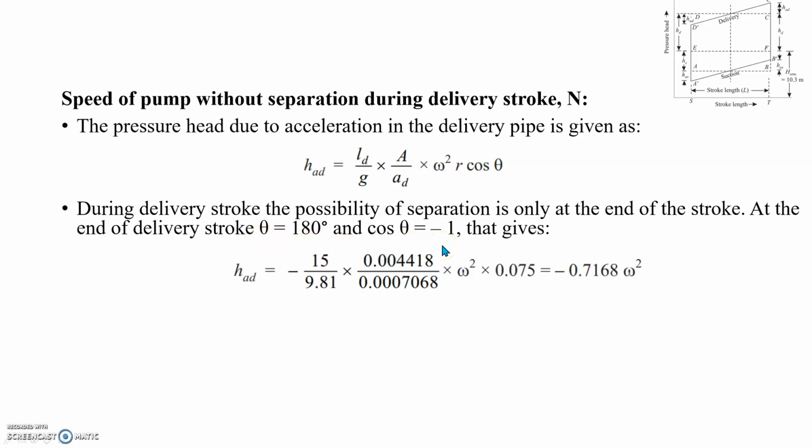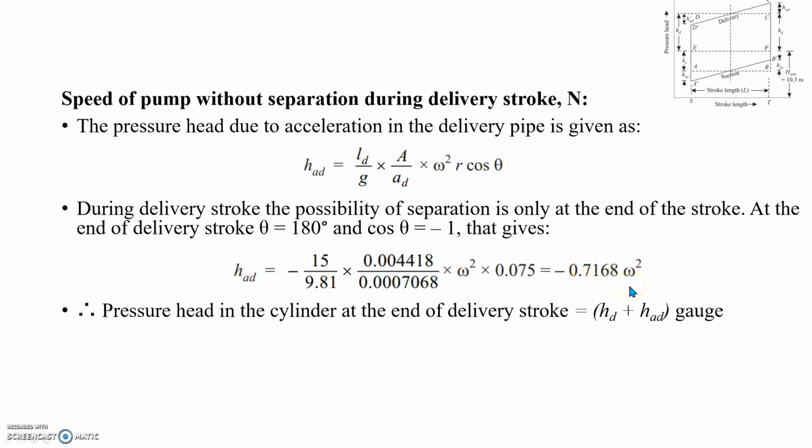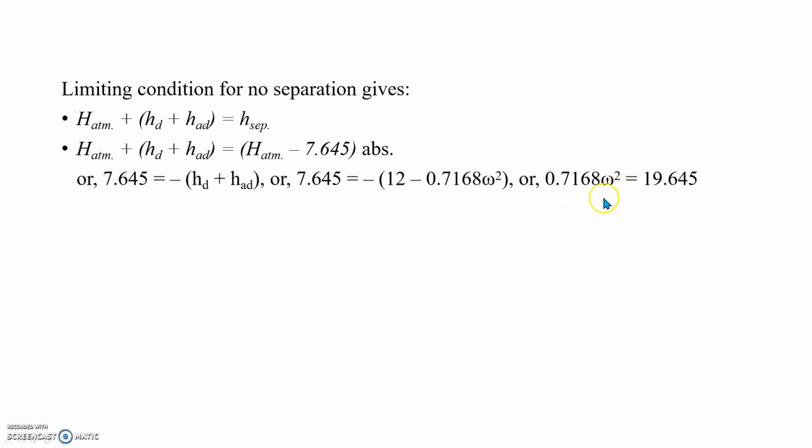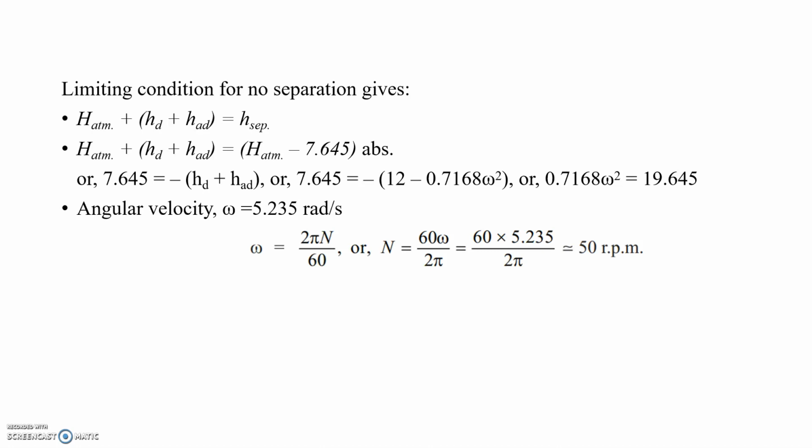So cos theta equal to minus 1. We will be getting HADS minus 0.7168 omega square, and we will be having the limiting condition for non-separation. This is the equation. Substitute for HSCP in absolute scale. This is the value. Substituting, we will be getting omega as 5.235 radian per second. Once we get omega, we can find out rotational speed from the formula omega equal to 2 pi n by 60. We will be getting approximately 50 RPM.